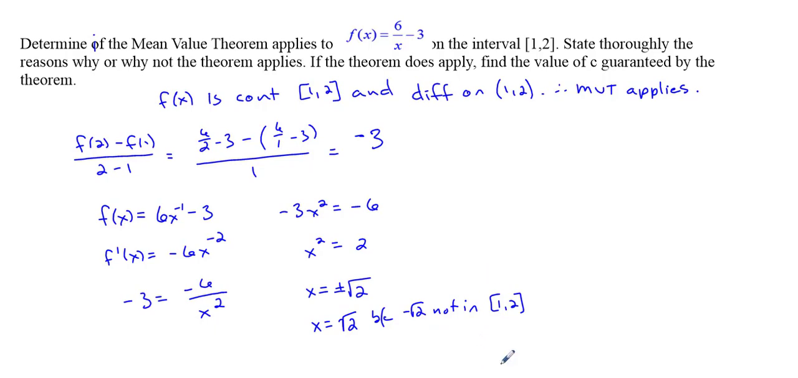Okay? And now let's write a concluding statement. c equals square root 2 guarantees MVT on [1, 2], closed interval. Questions on this?